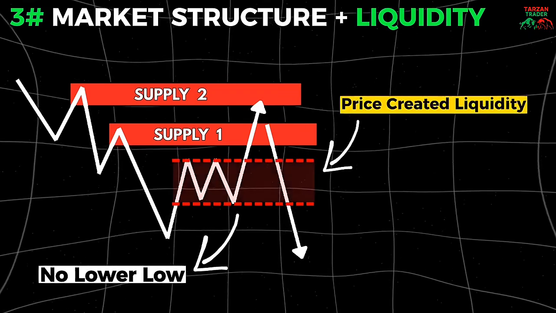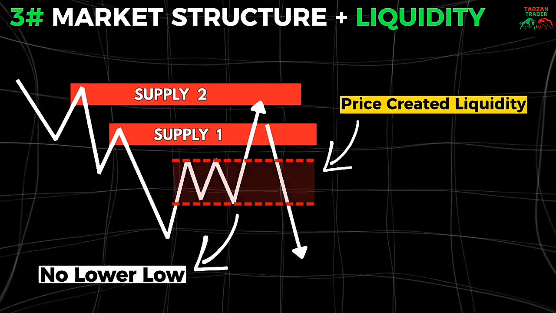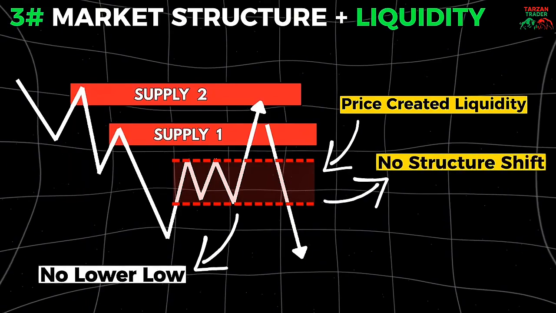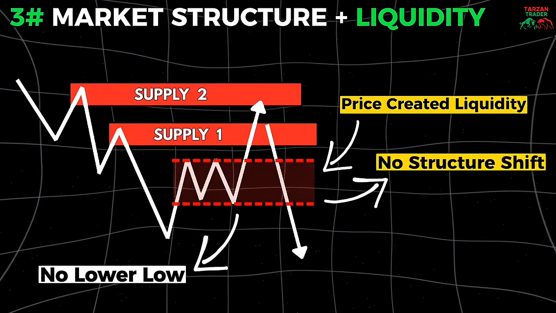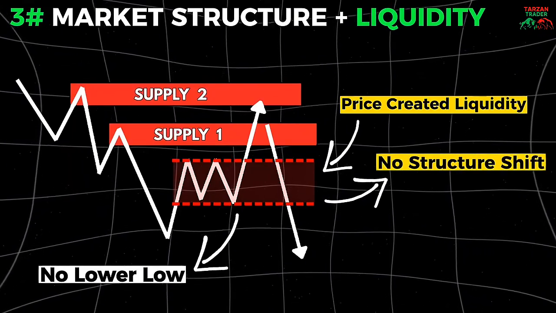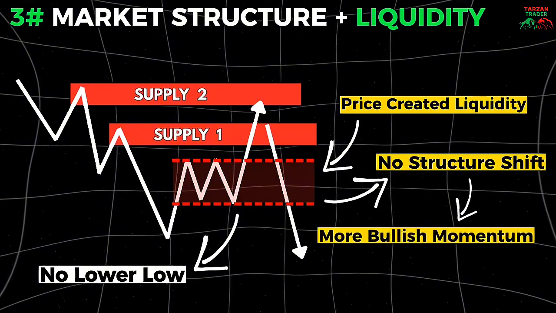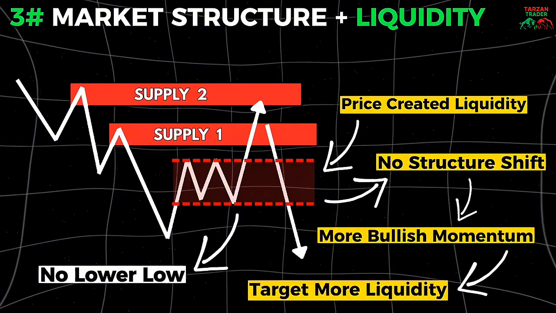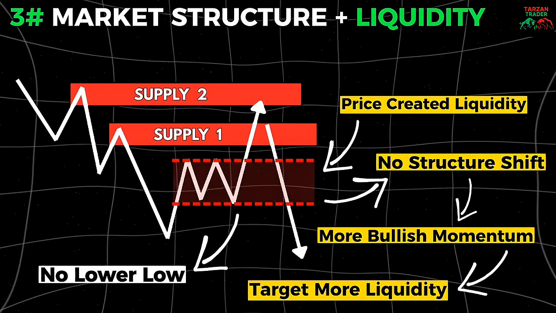Price merely created a liquidity area and began moving within a small range, but without showing that decisive lower low. This suggests that before a valid entry presents itself, the market is likely to push higher, take out the equal highs, and then form that structural break we've been waiting for.